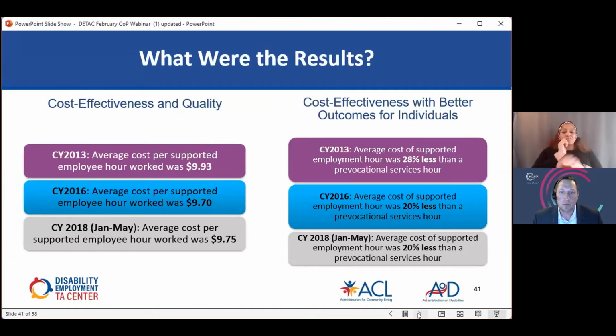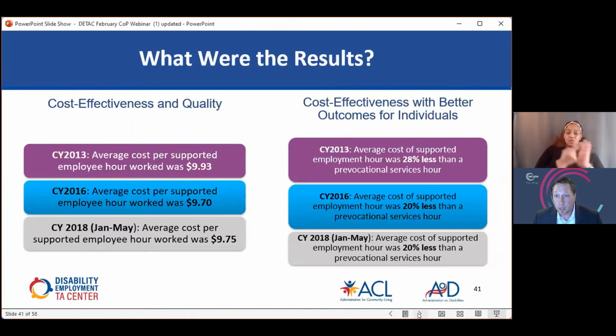As we look at pre-vocational services compared to what we're paying per hour an individual worked, it's pretty significant. On average in 2013, we were experiencing about $9.93 payment per hour worked, and that cost across the metric goes down. We saw it go down in 2016 to $9.70, and at the end of 2018, we were at $9.75, but really high quality, cost-effective authorizations for our teams when they see the cost of individuals working per hour.